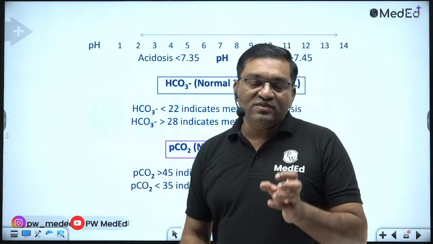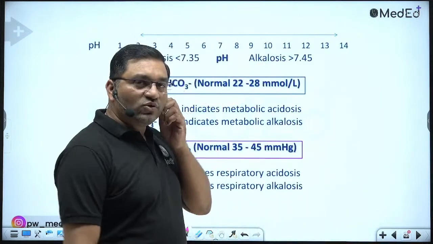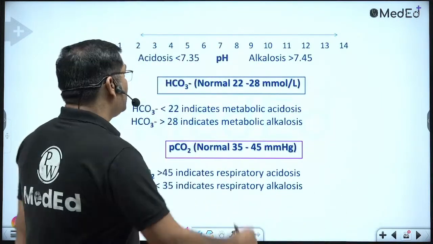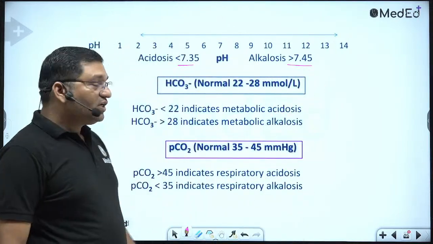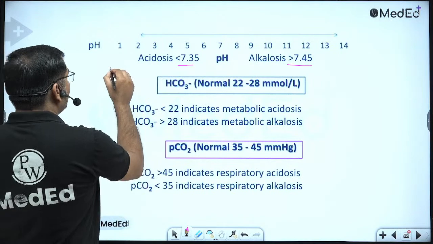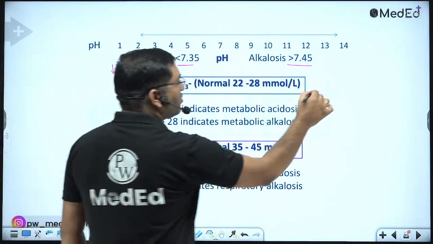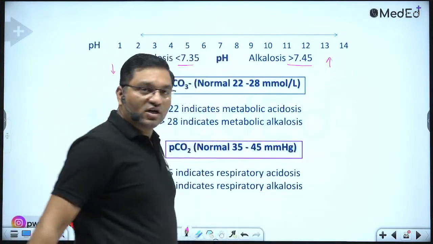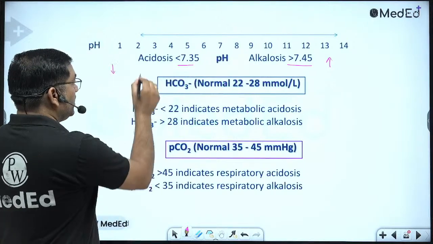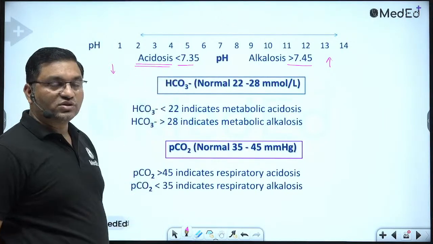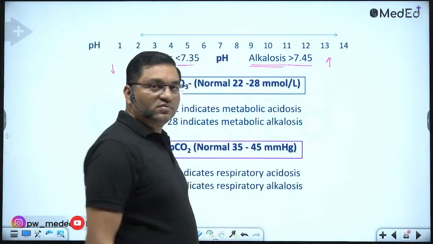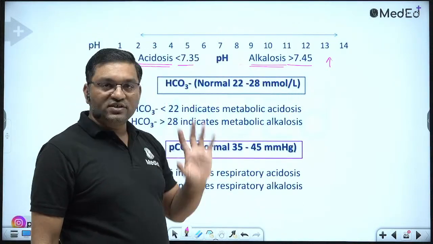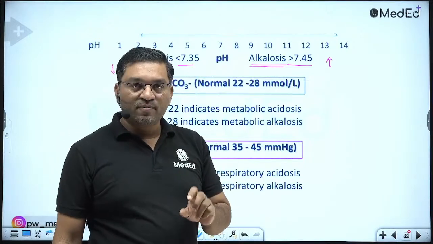In the acid-base balance, how to diagnose the acid-base balance? See, 7.35 to 7.45 is the normal range. If it is below 7.35 it is acidosis. If it is above 7.45 it is alkalosis. So this is the primary defect.